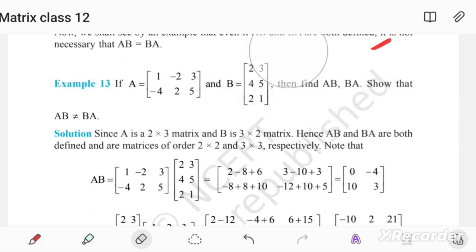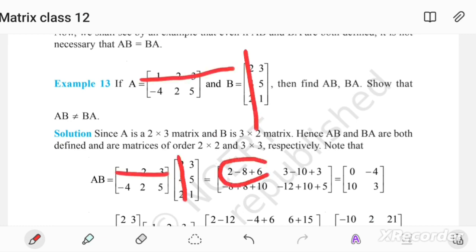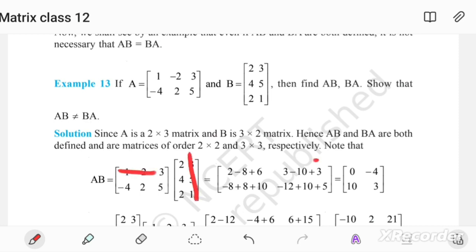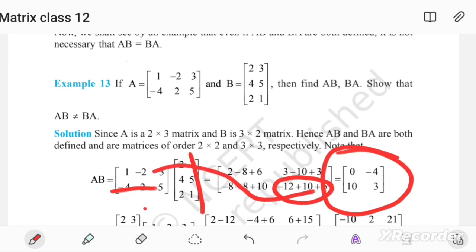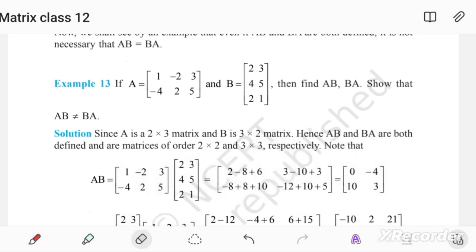Now after checking whether the multiplication is defined or not, we will proceed with that multiplication. How will we do it? Multiply this row with this column, and I get this entry. When I multiply this row with this column, I get this entry. Now after simplification, I get this matrix. This is the AB matrix.